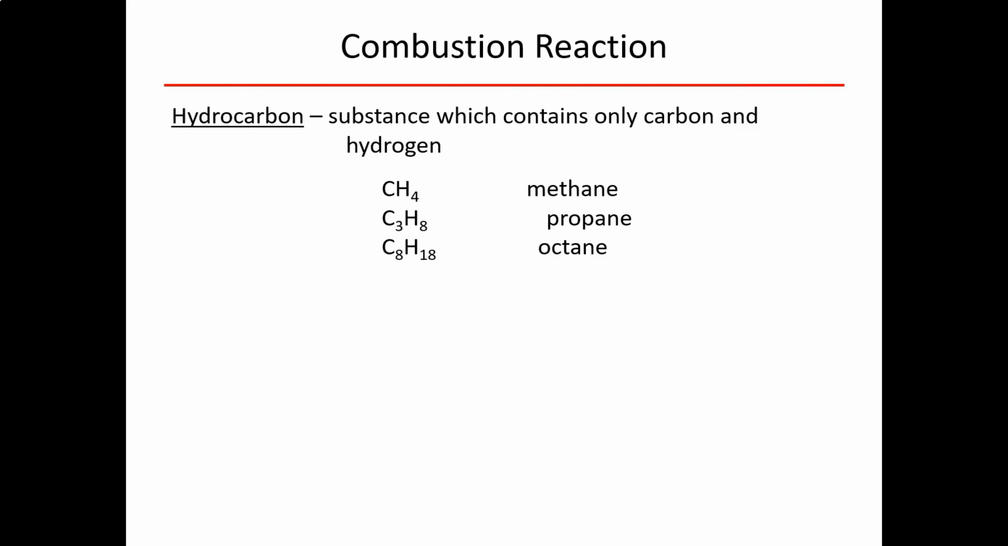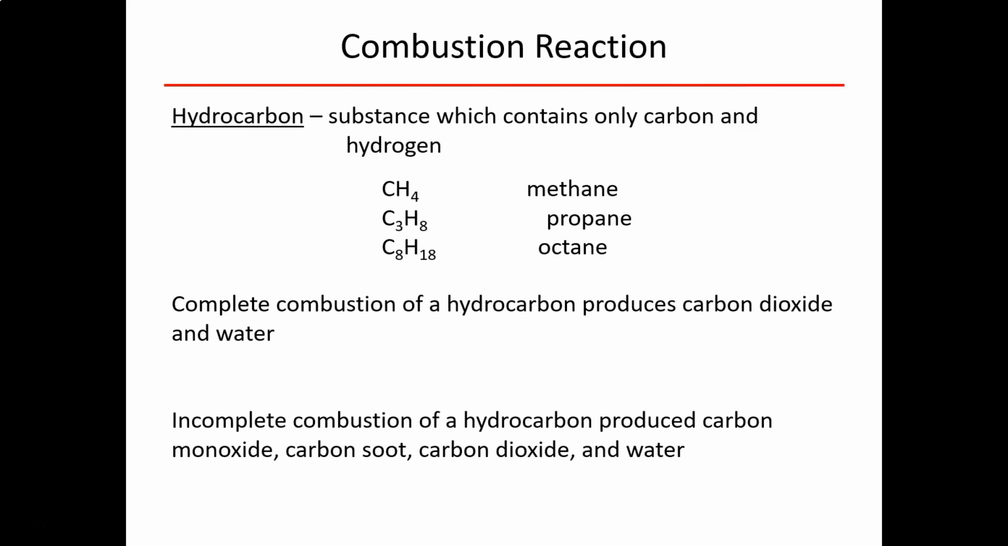Now, complete combustion occurs when all of my hydrocarbon is converted into carbon dioxide and water. Whereas incomplete combustion, some of my carbon, rather than being converted just to carbon dioxide, will be converted into carbon monoxide. I'll get carbon soot or solid carbon and carbon dioxide. So we have our examples here.